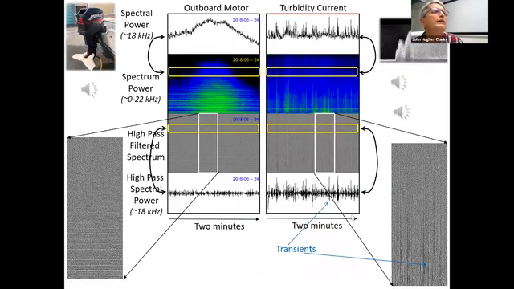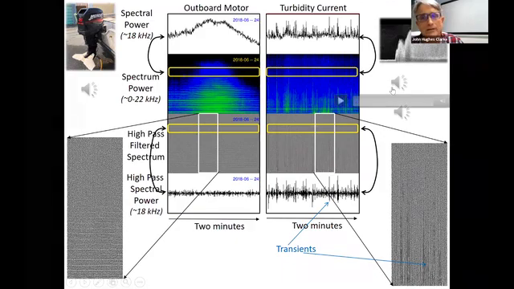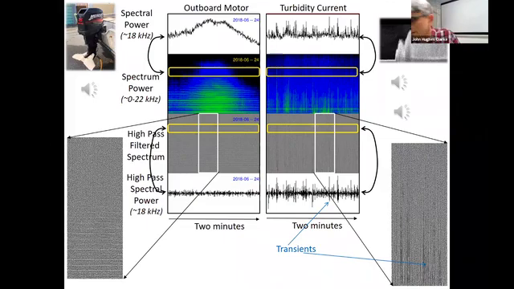Well, if we zoom in on it, they're quite different characteristics, just listening to an outboard motor. And if you look at a spectrum, you've got all these harmonics. And so if you high pass filter the spectrum, you can see the harmonics here. Turbidity currents. Now, this is not at the frequencies that Thorne would suggest.